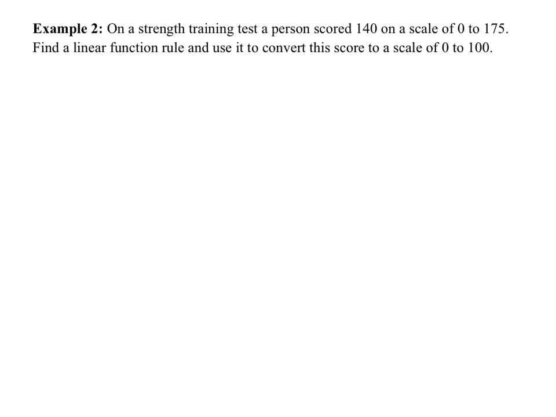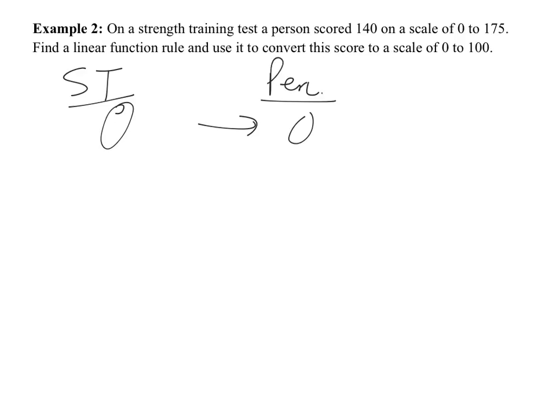So we know right away that on the strength training scale, a 0 corresponds to a 0 on the percentile scale. That's what 0 to 100 is. Let's call it a percentile scale because that's what it is. When you convert something to 0 to 100, it's like when you get your SAT, where they tell you what percentile you fall. If you're 90th percentile on a math test, it means that you are higher than 90% of the population that took the test. And you're lower than how much? 10%. You're at the 90th percentile.